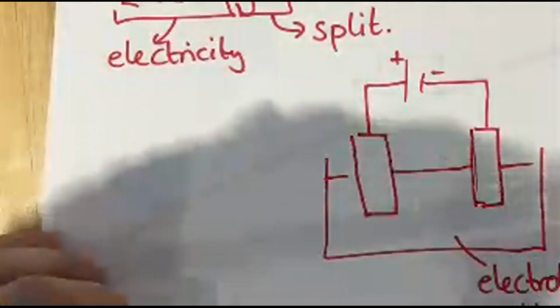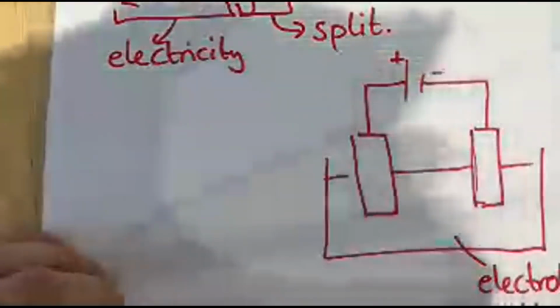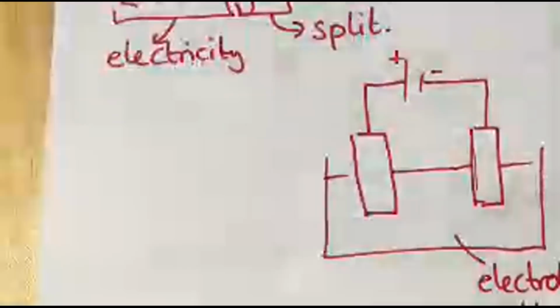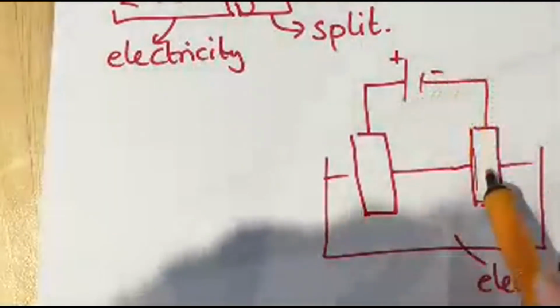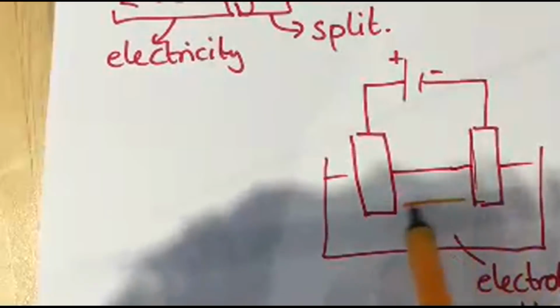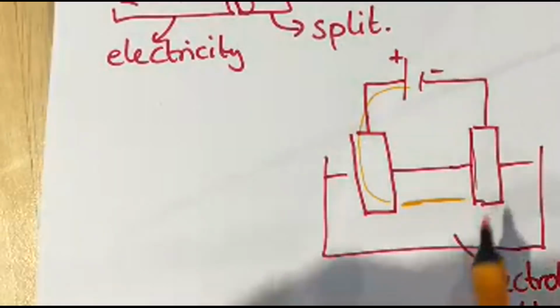Negative is cathode. Right. So what happens is the electricity will flow through the circuit, go through this material, and then go around and complete the circuit.